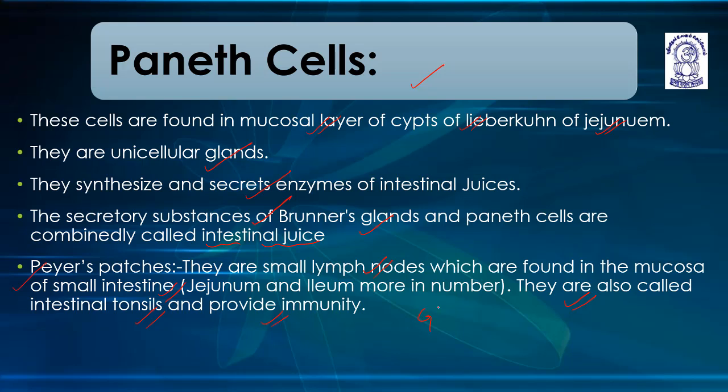So Peyer's patches are gut associated lymphoid tissues, or we can say lymphoid organs which help to provoke immunity. Paneth cells and Brunner's glands, both of the secretions combine to form the intestinal juices. The secretions of Paneth cells are enzymatic, while the secretions of Brunner's glands are non-enzymatic. Paneth cells are unicellular. Brunner's glands are multicellular. Okay, understood?